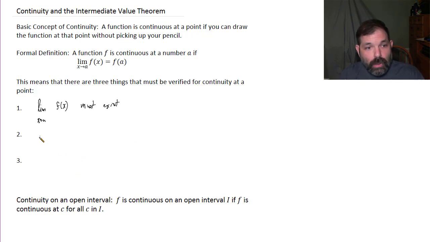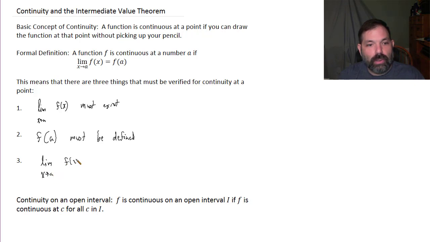Second, the function at that a value must be defined. And then finally, the limit must exist, and we assume it has some value, and the value of the function at that number a, those two pieces must be exactly the same, right? So the limit as x approaches a of the function, what we learned from part 1, must be exactly equal to what we learned from part 2.